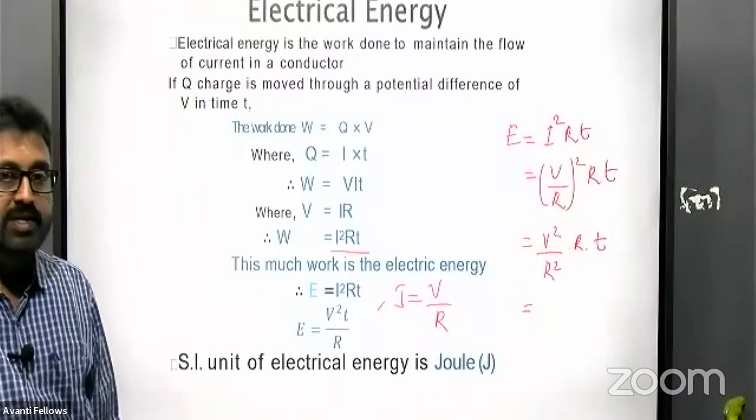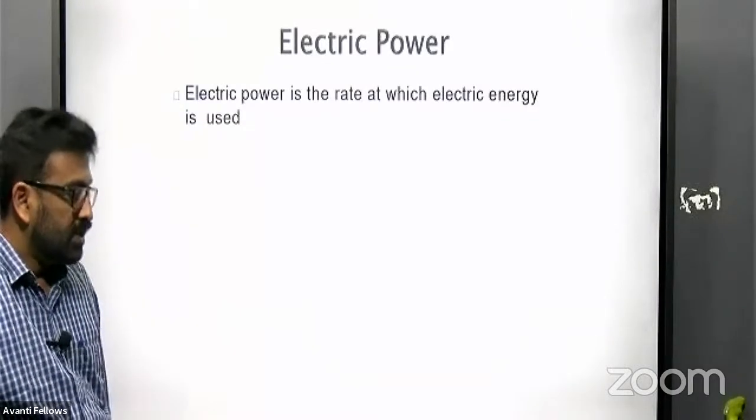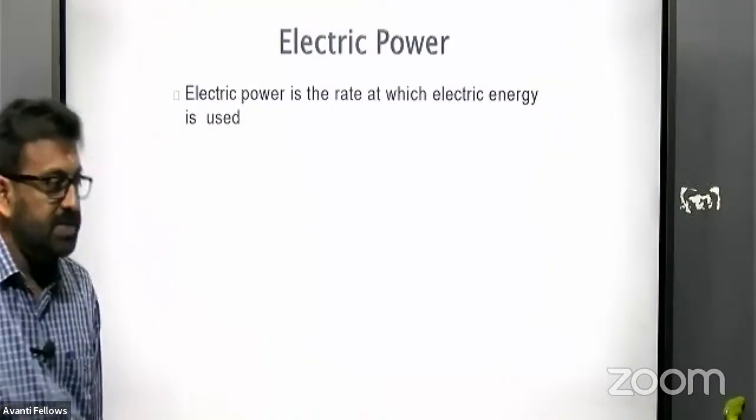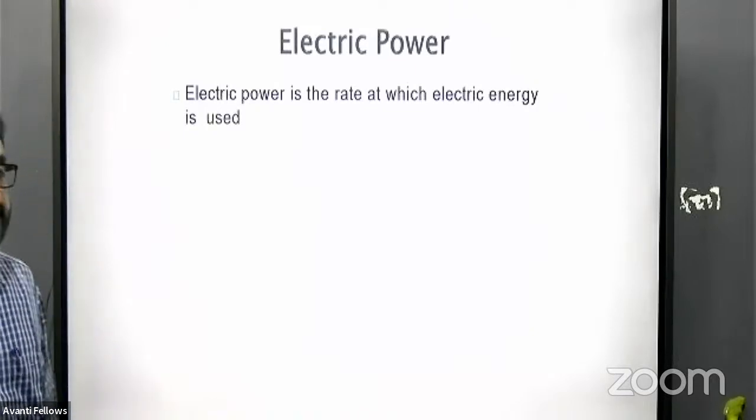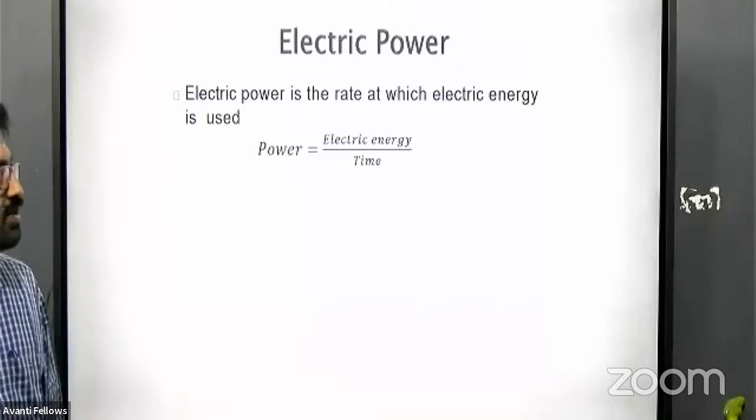The unit of electrical energy is joule. Then electric power. Electric power is the rate at which work is done. So here the electric power means the rate at which electrical energy is used or work is done. That is, electrical energy divided by time.